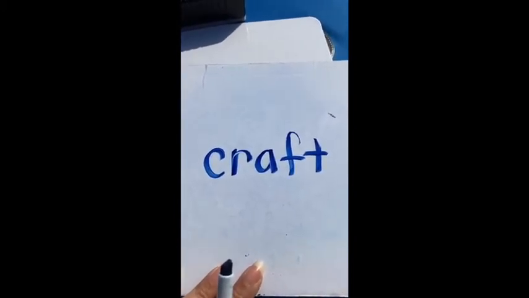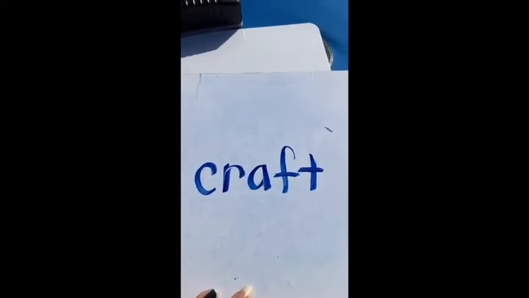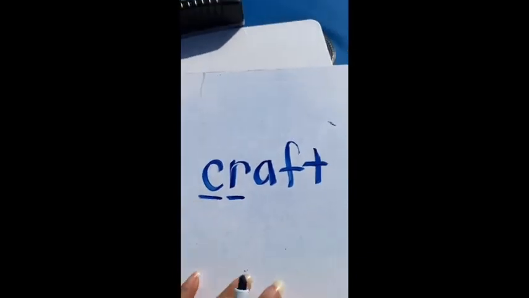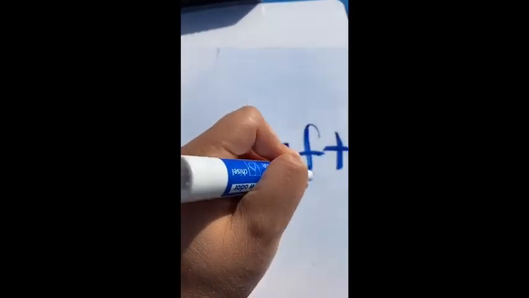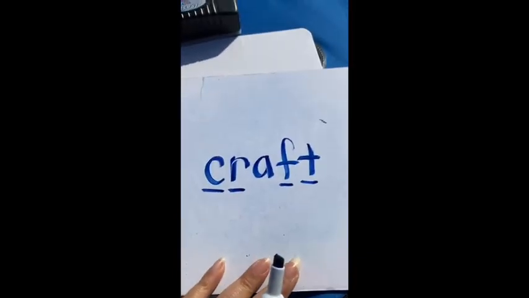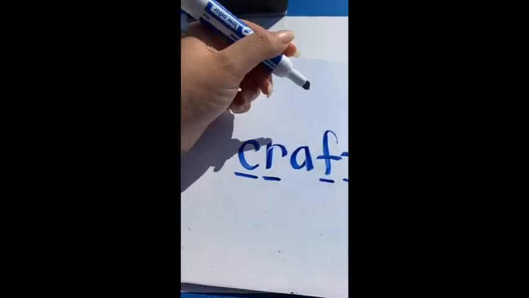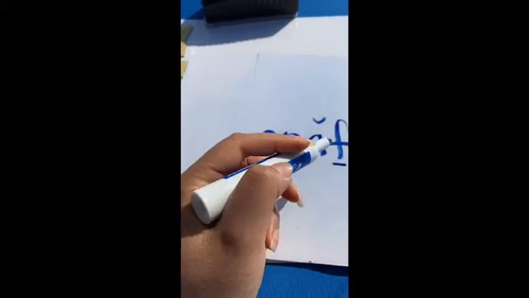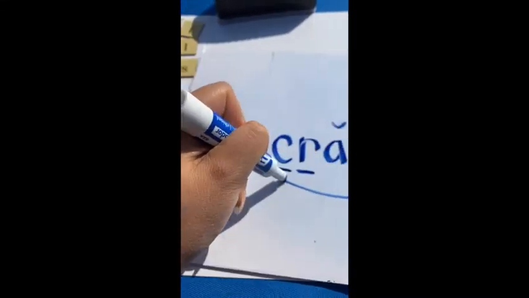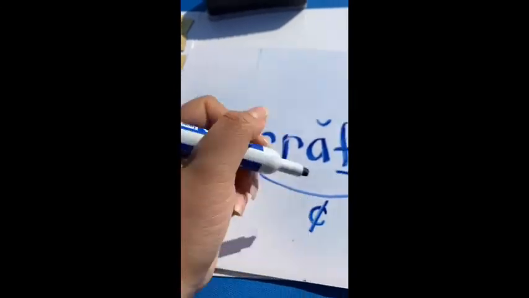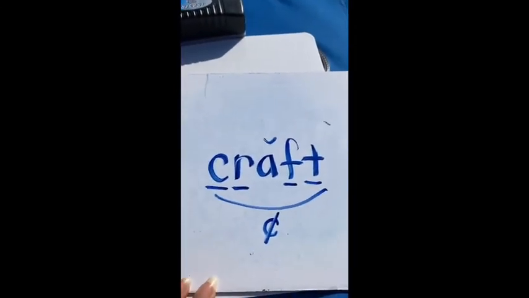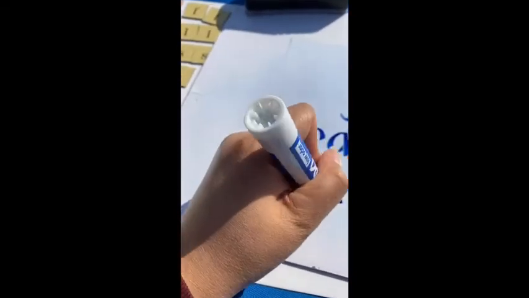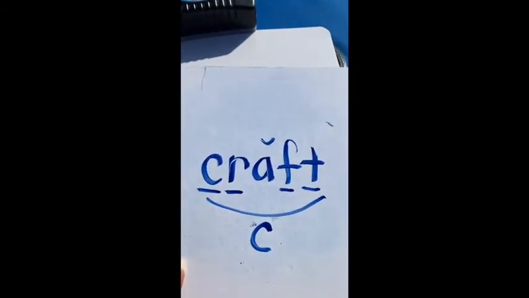I noticed that craft has 2 sets of blends. It has one set of blends before the vowel, CR, and it has another set of blends after the vowel, FT. I also noticed that the A is making a short sound, and it's followed by 2 consonants, which lets me know that this is our regular, normal closed syllable. Oh, sorry, I mismarked it. It's just a regular closed syllable, not a closed syllable exception.